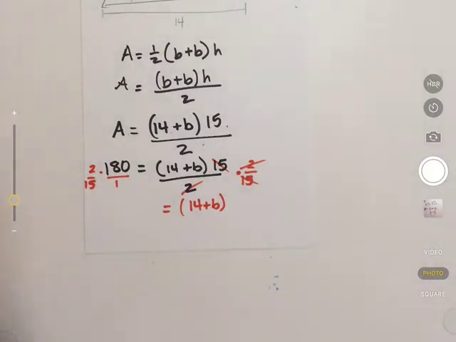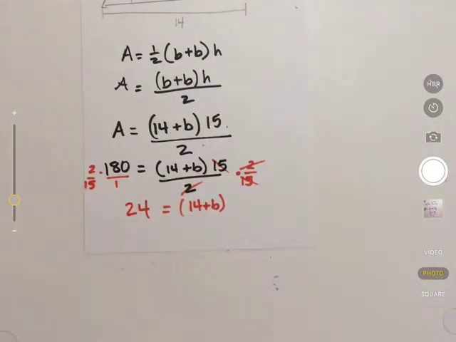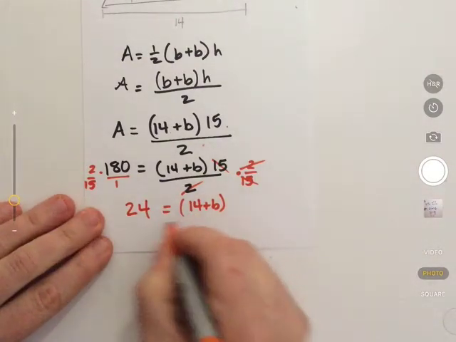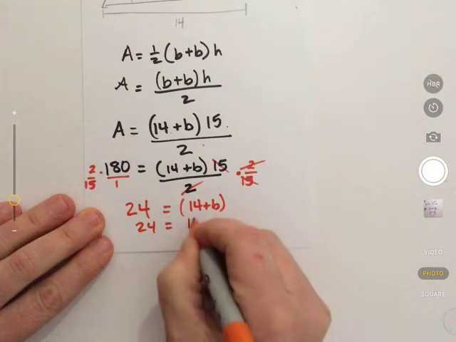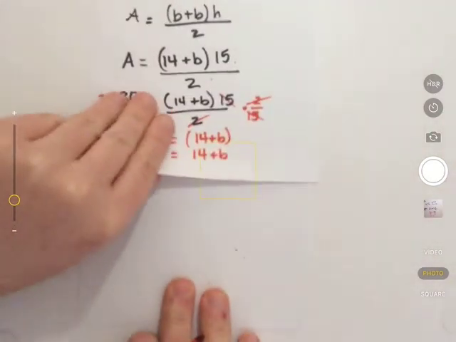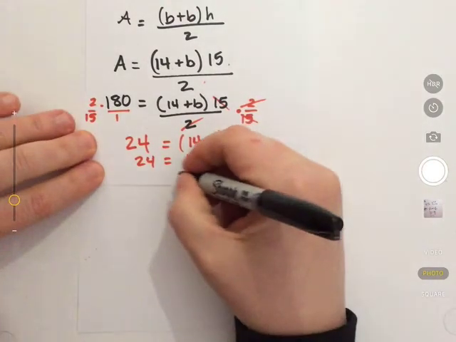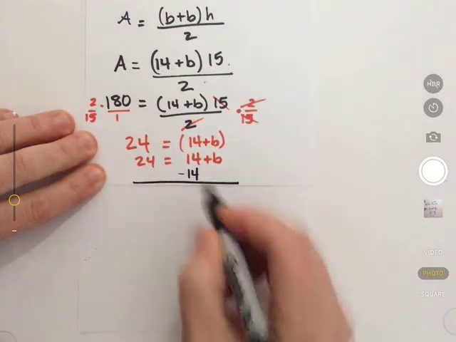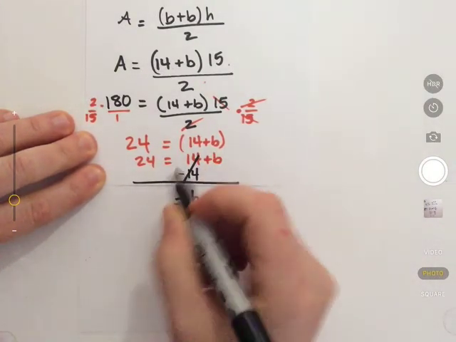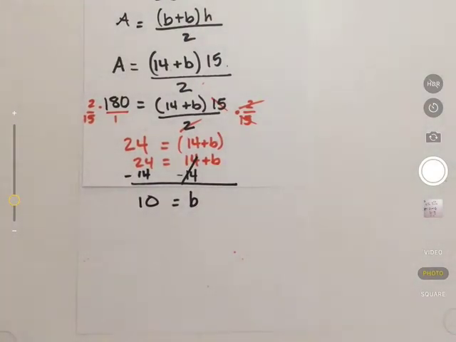Now we have to take 180 times 2 divided by 15, 24. All right, now we have 24 equals 14 plus b. How are we going to get b by itself? We're going to subtract 14. The top base is 10.